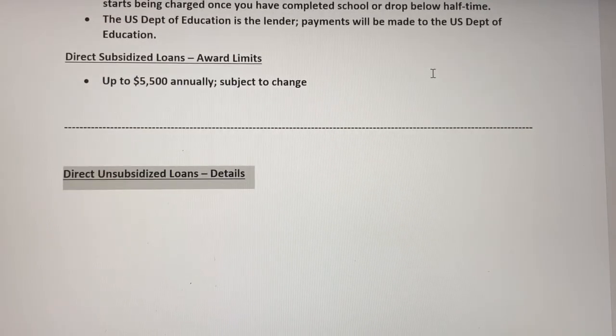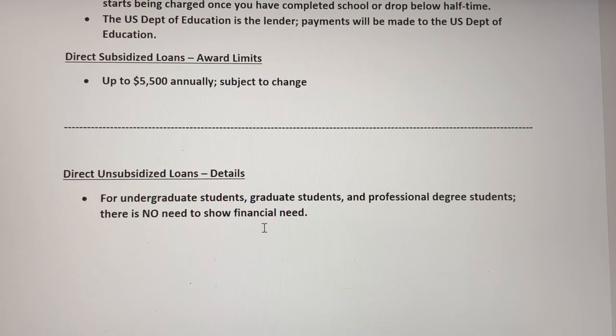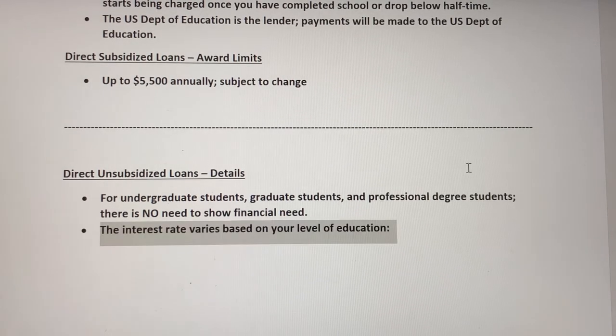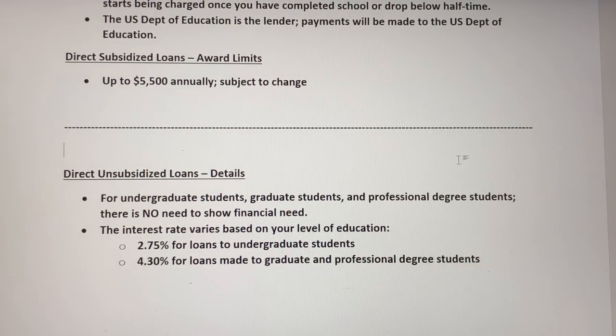So the details for the unsubsidized loans are slightly different. First off, they're for undergraduate students, but they're also for graduate students and professional degree students. You do not have to show financial need in order to receive these loans. The interest rate varies based on your level of education. If you're an undergraduate student, your loan interest rate is going to be the same as for the subsidized loans, which was 2.75%. If you're a graduate student or a professional degree student, that interest rate is 4.30%. Again, all this is subject to change from year to year.